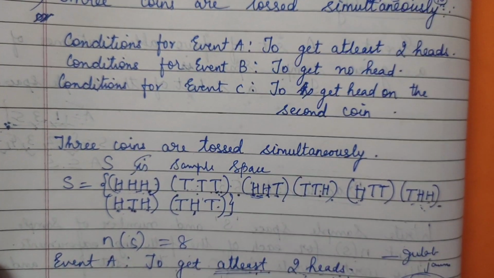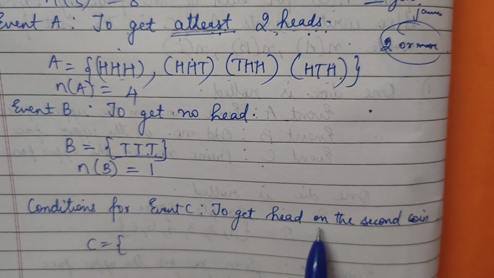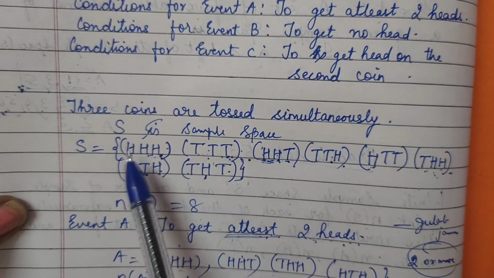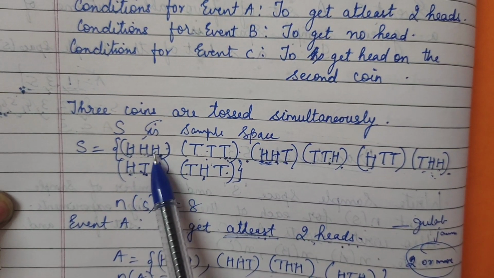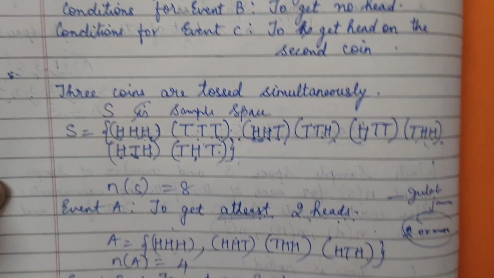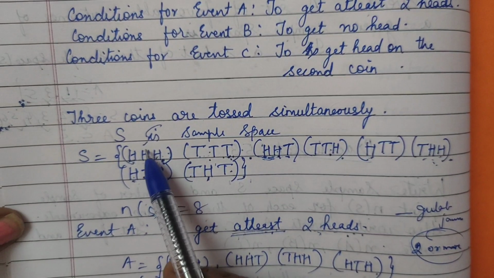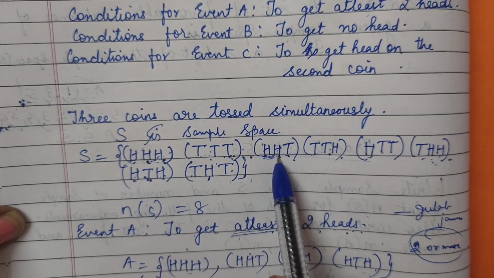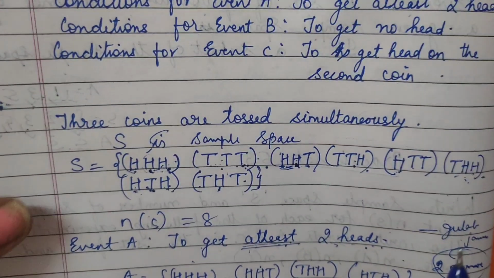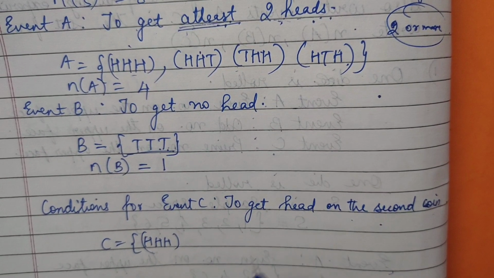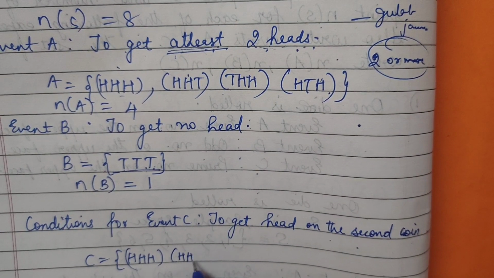Conditions for event C. Event C, to get head on the second coin. Okay, see, this is the order. That's the first coin, second coin, third coin. Order ये है, पहला, second and third. So कहाँ हमारा head है second coin में? So here we have a second coin head 1, triple H. Here also we have. So we will write it at the same time. So triple H. Okay. Then one we had what? HHT. So I'll write that also.